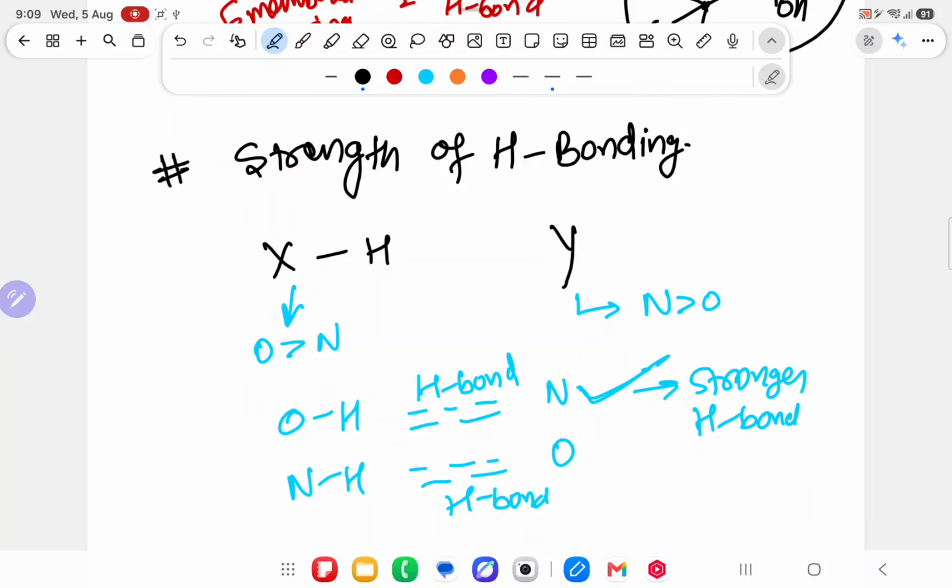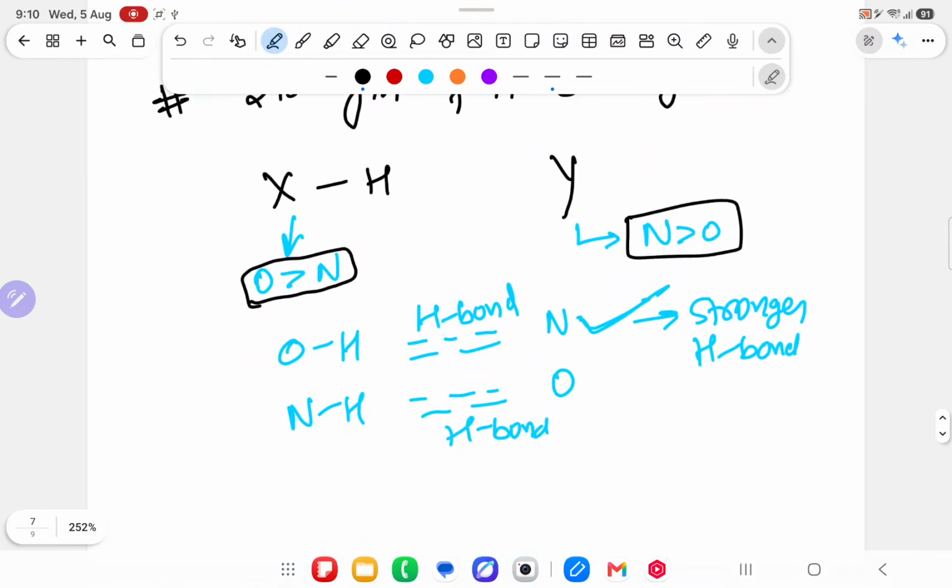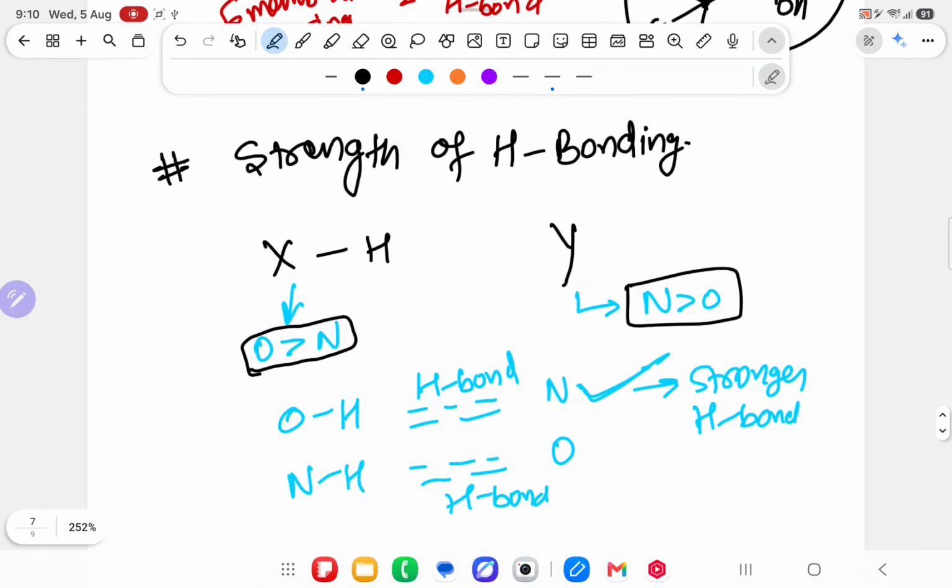It means in XH, if oxygen is there more and nitrogen is there, then it will form the highest stable hydrogen bond, except fluorine. If fluorine is coming, that is the most electronegative. Understood the point? So this is the strength of hydrogen bond. Just see it once. If a question comes, you will be able to do it.